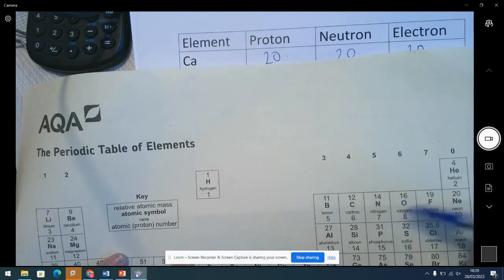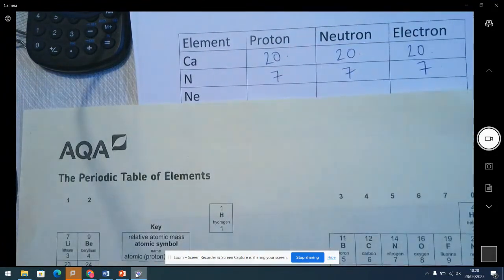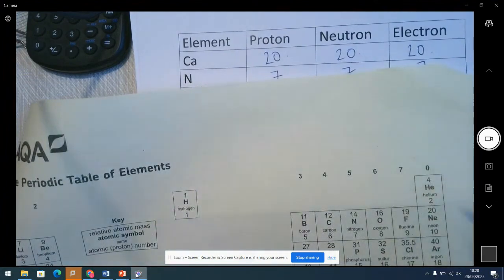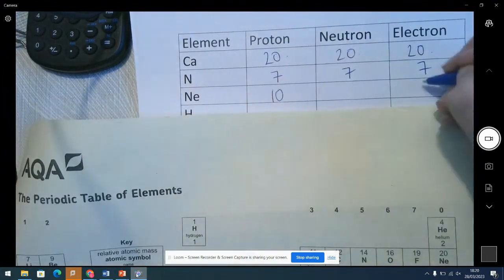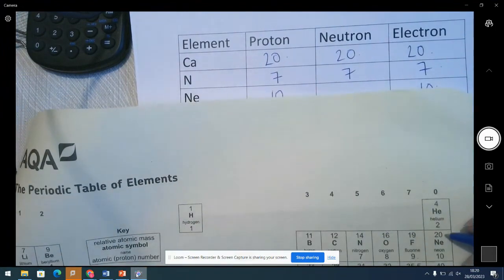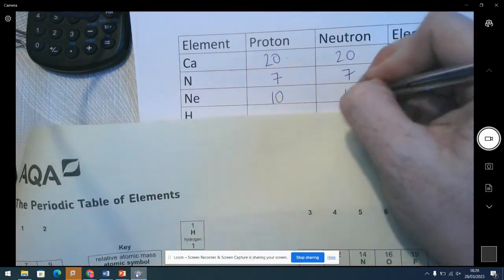Okay? Nitrogen is 7 and 14, so I know it's got 7 protons, 7 electrons, and the difference between 7 and 14 is 7, so that's what we should have got for that. Neon is 20 and 10, so 10 protons, 10 electrons, and the difference is, in this case, between 20 and 10 is 10.